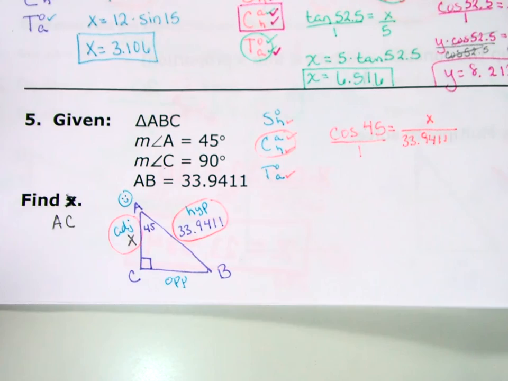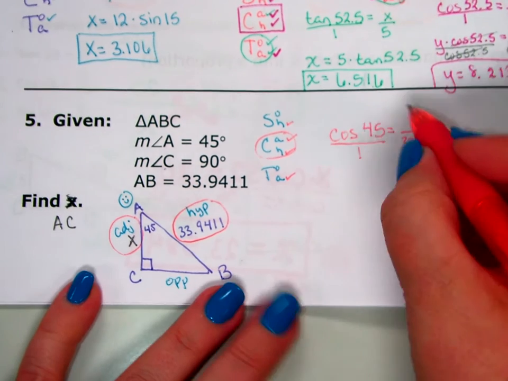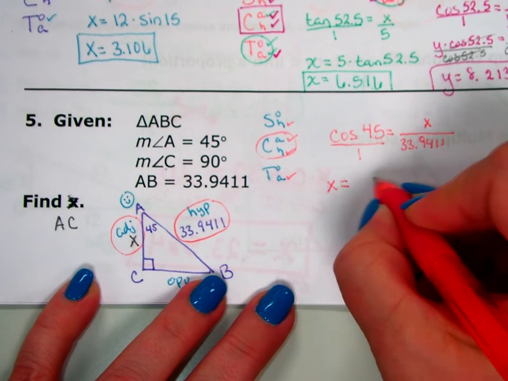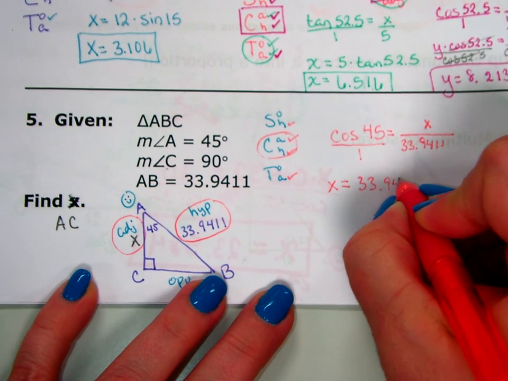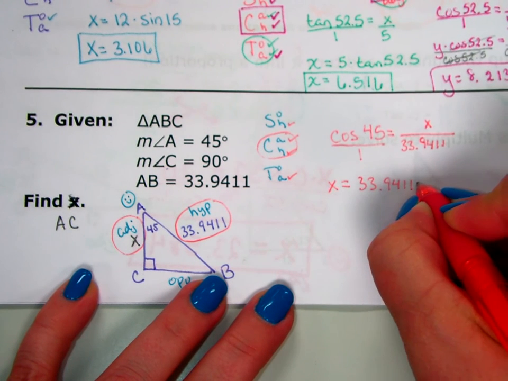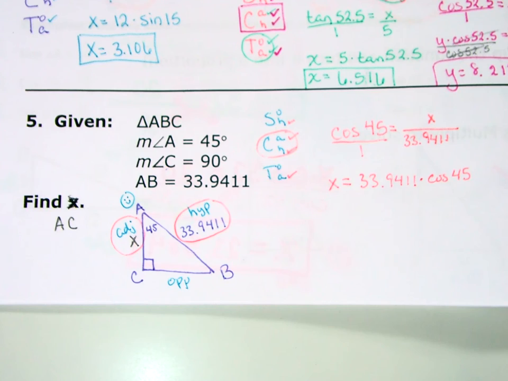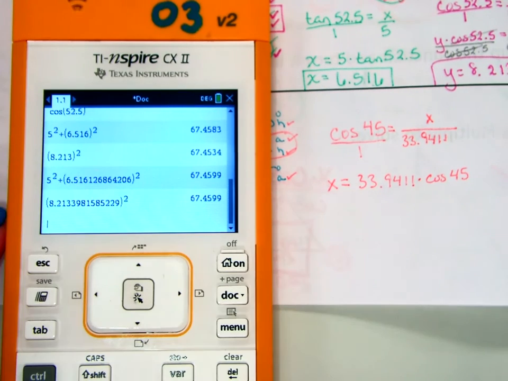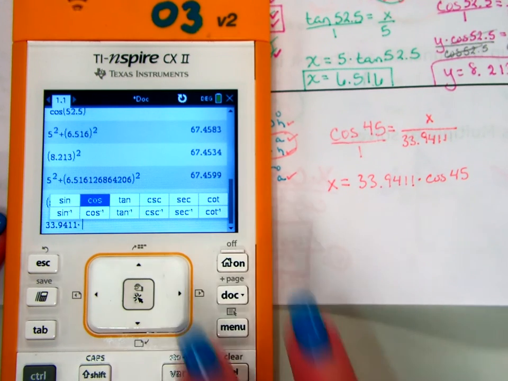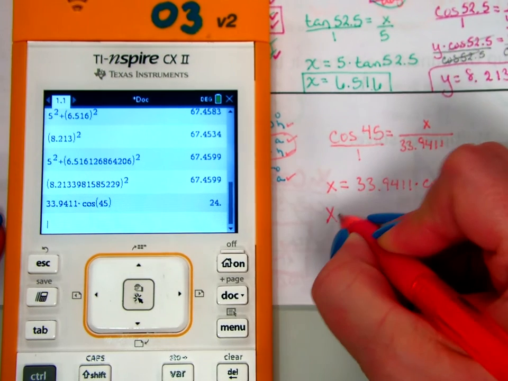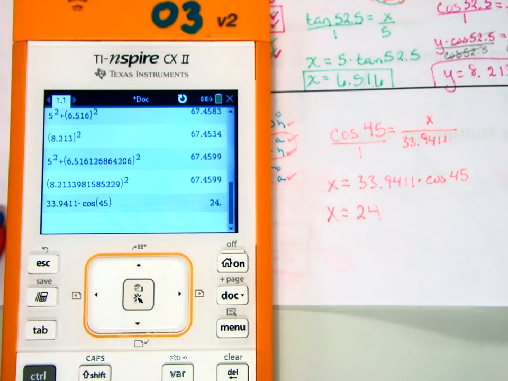Put the left side over 1 so that you can cross multiply. Am I going to have to divide? No, X is in the top. Denominator divide. So X times 1 is just X equals 33.9411 times cosine of 45. So in my calculator, 33.9411 times cosine of 45 gives me, oh, nice whole number, 24.